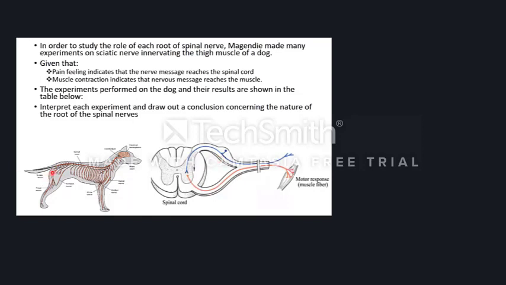As you can see, this is the sciatic nerve, innervating the thigh muscle of a dog. So today we're going to interpret the results of the experiments done. But before, let's become familiar with some important terms. I want you please to memorize these terms so you feel familiar when we interpret the results of the experiment.